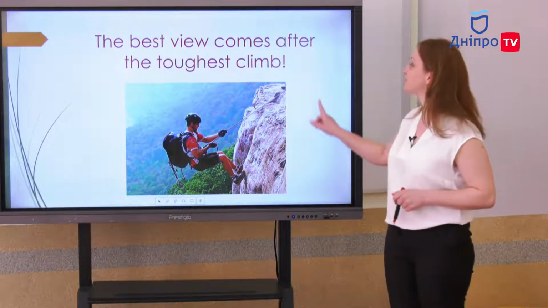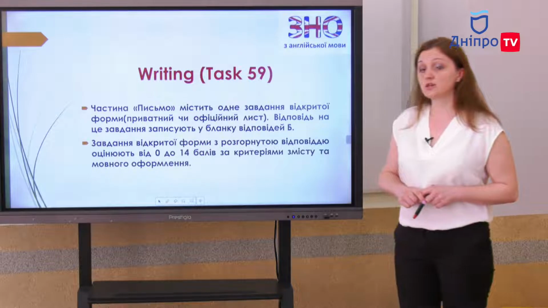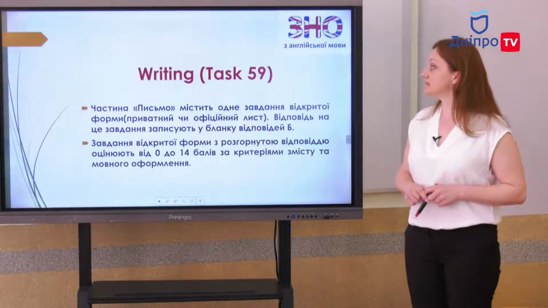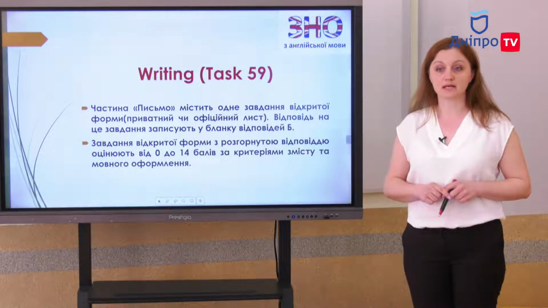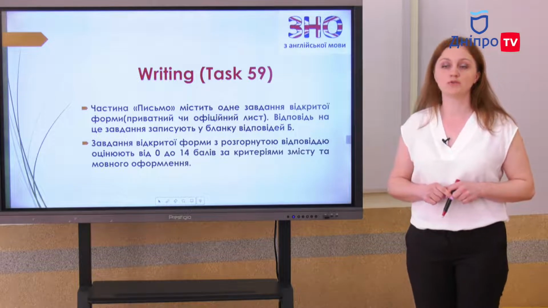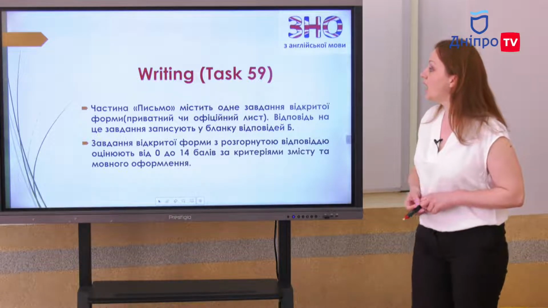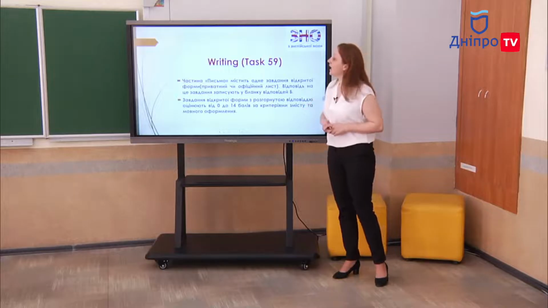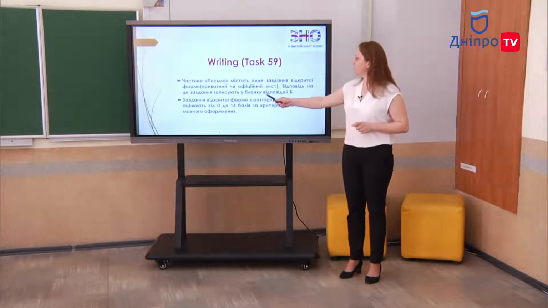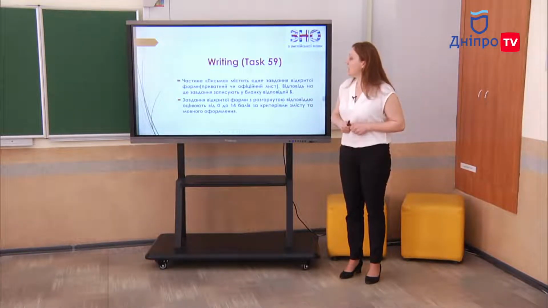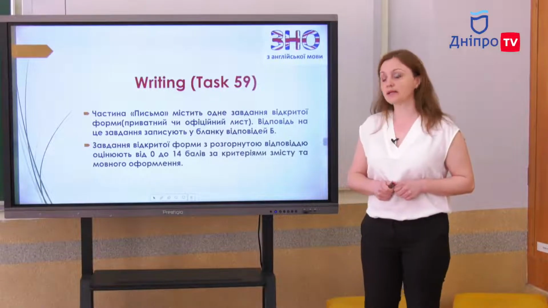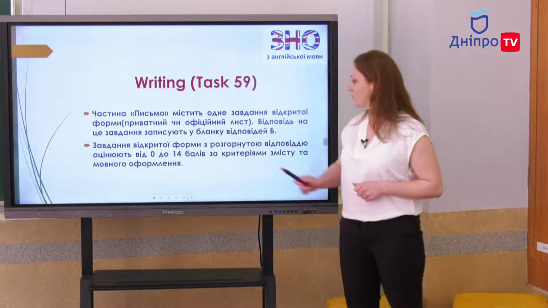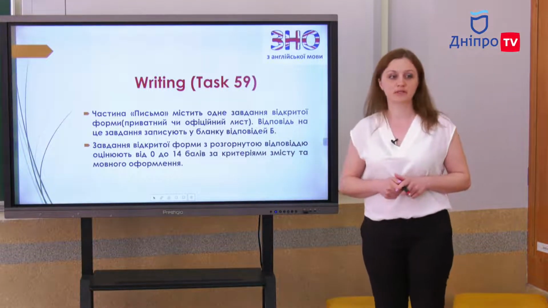That's important. Thus, the topic of our today's lesson is task 59, the writing task. This is the task where you need to write a letter, formal or informal, and you write it in the answer sheet B. For this task, you can get from 0 to 14 points according to the assessment criteria.